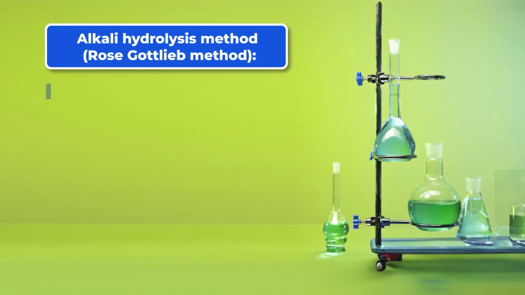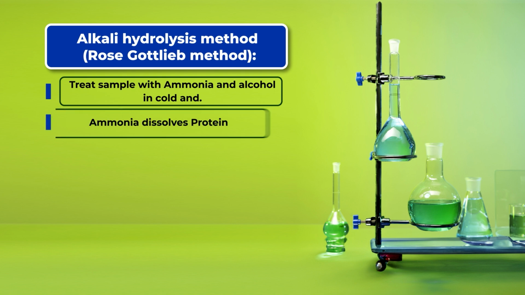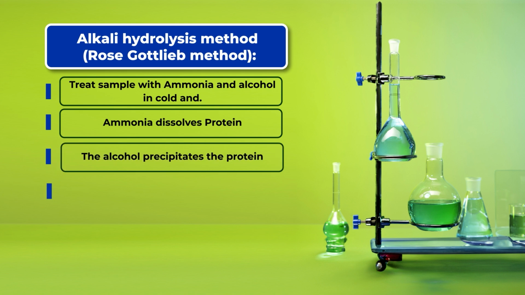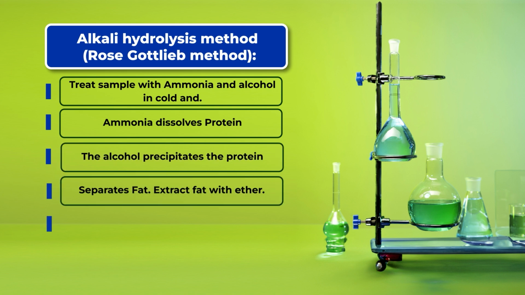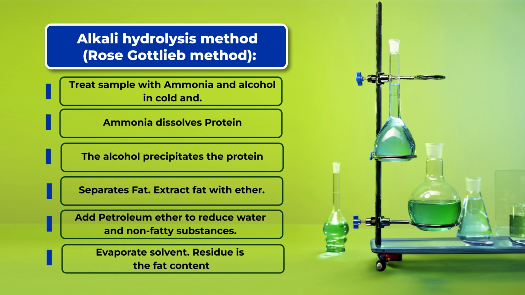So you hydrolyze it. In the Rose-Gottlieb method, you hydrolyze it with ammonia. You take ammonia and add alcohol, and at room temperature itself, ammonia dissolves all the protein. Alcohol will precipitate protein and will separate the oil from there. Then you add a non-polar solvent and extract the fat. So it is very simple. Alkali hydrolysis method, Rose-Gottlieb method.